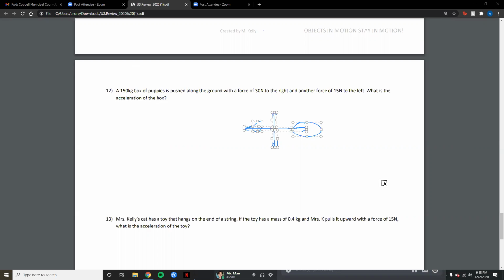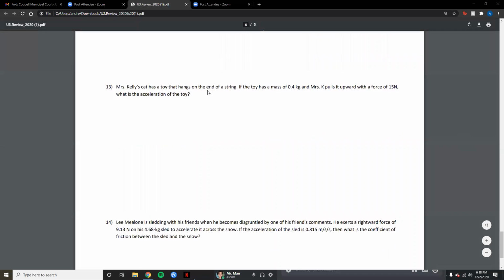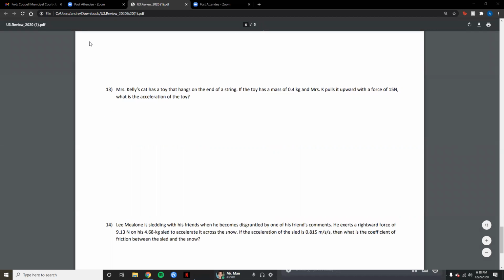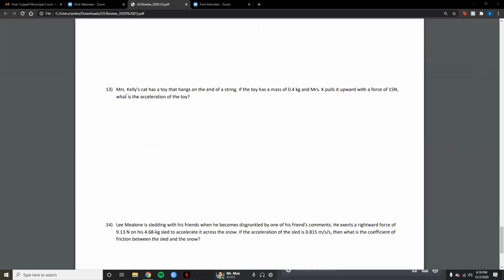I emailed her about this question 13 because it's one of those questions. All right, Miss Kelly's cat has a toy that hangs on the end of a string. If the toy has a mass of 0.4 kg and Miss Kelly pulls it upward with a force of 15 newtons, what is the acceleration of the toy? So now we're looking for A of y. And our givens are 0.4 kg.